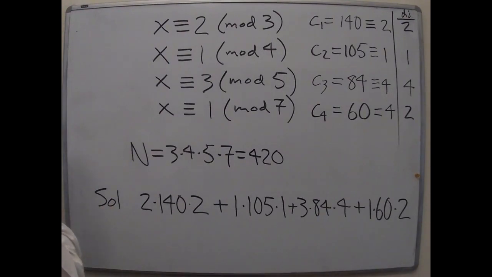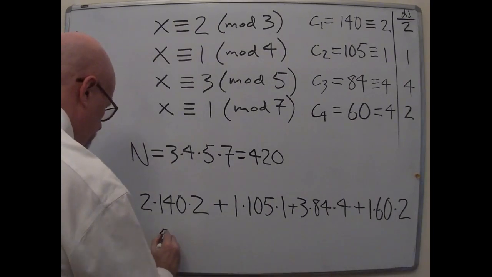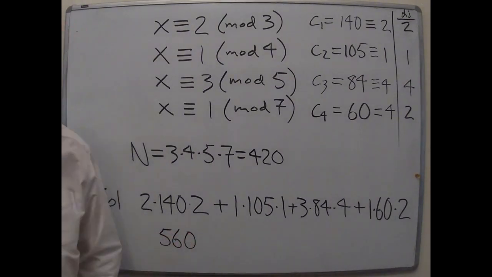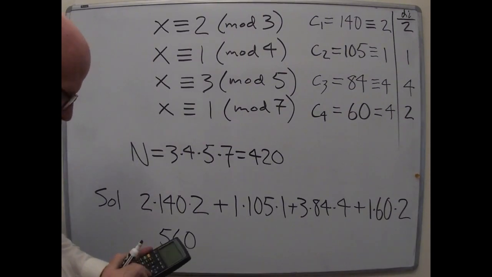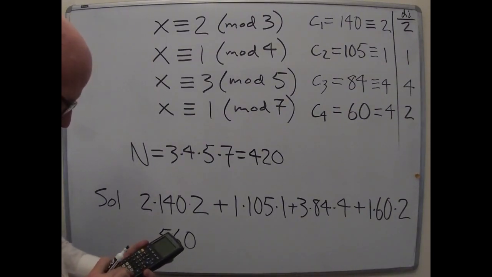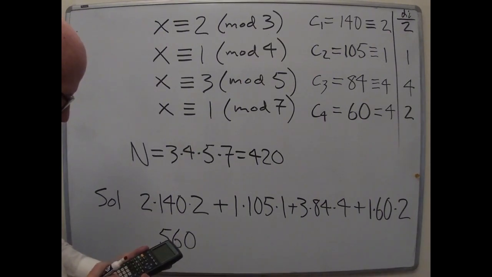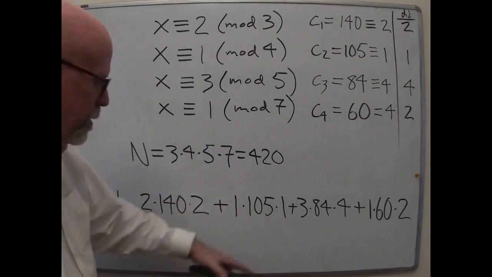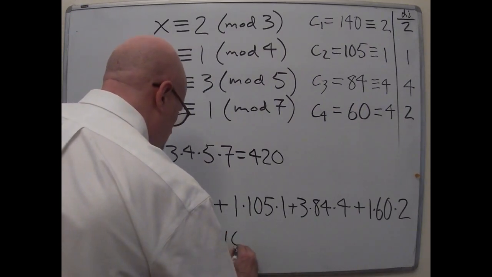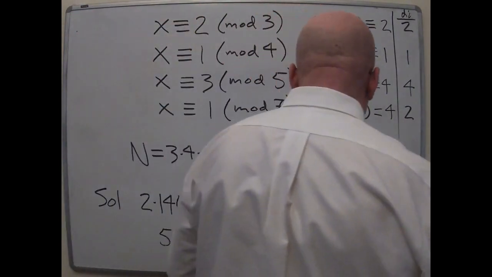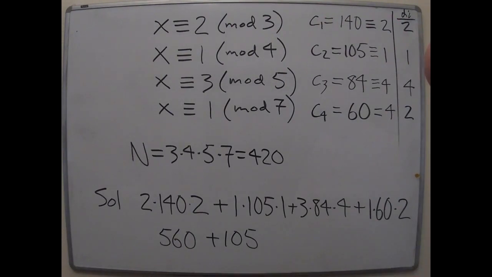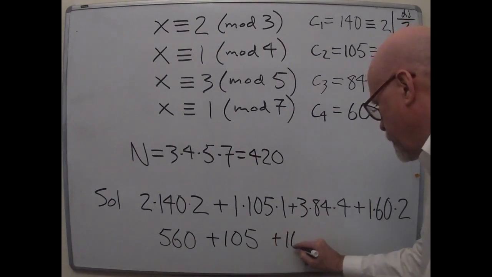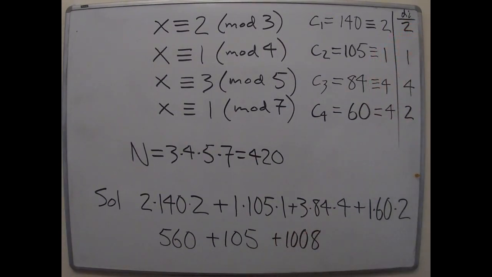Let's see, 2 times 140 is 280, and another 2 times that would be 560, wouldn't it? You know, I'm sort of not trusting myself. Let's do that on a calculator. It's 4 times 140. Yep, 560, okay. And then that one's easy, it's 105. 12 times 84, let's do that. 1008. And lastly, that's 320.